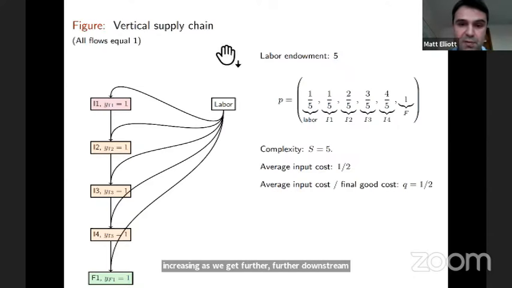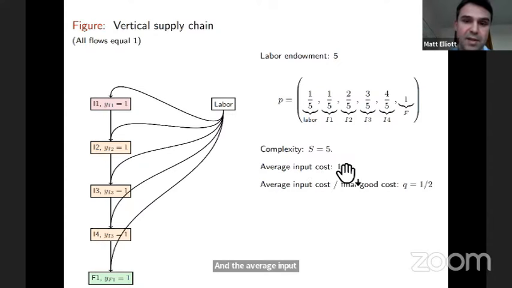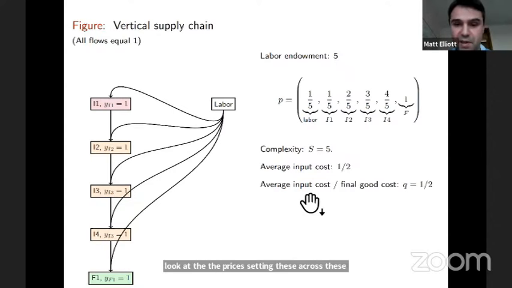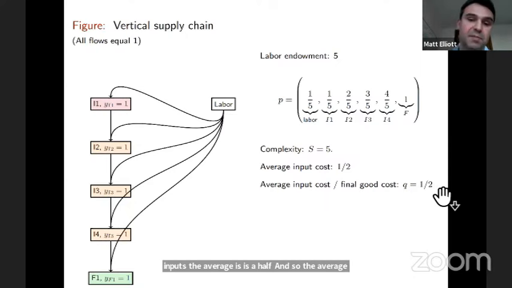Complexity in this model is going to be five because we have a single final good and we need five technologies in order to produce it. And the average input cost is going to be a half. If I look at the prices set across these four inputs, the average is a half. And so the average input cost divided by the final good cost is going to be a half as well, because the final good cost is one.